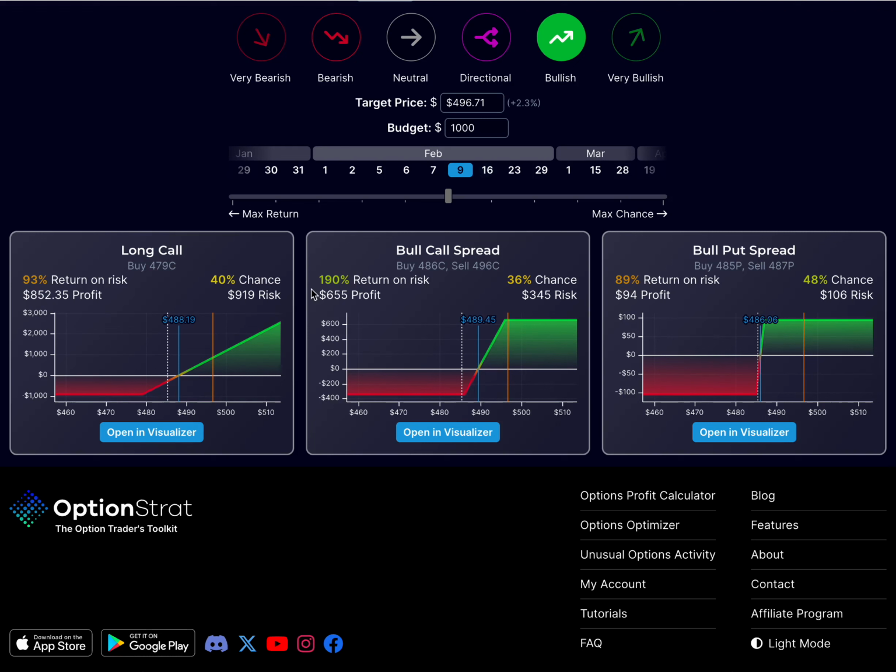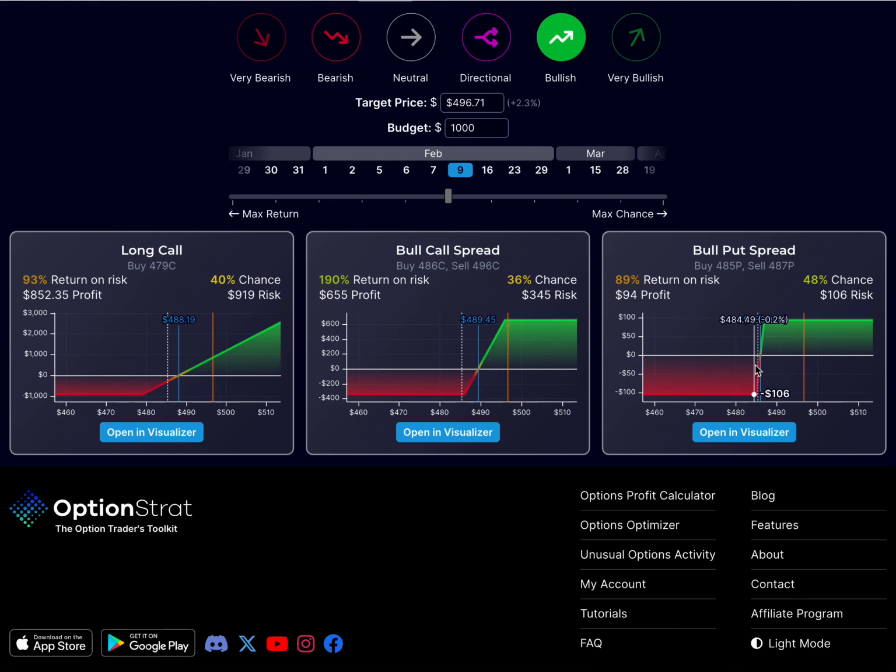Now, when we take a look at these diagrams, the dashed line is where the current market is trading. The blue line represents our break-even point, and the orange line shows our target price. So that's what we're seeing in each one of these variations.